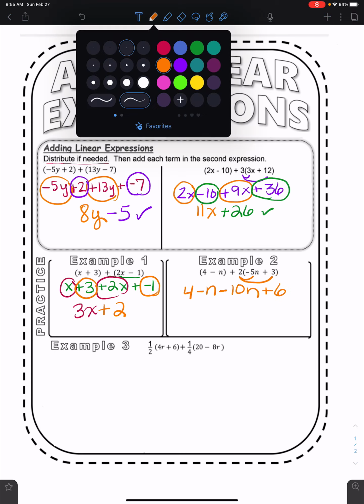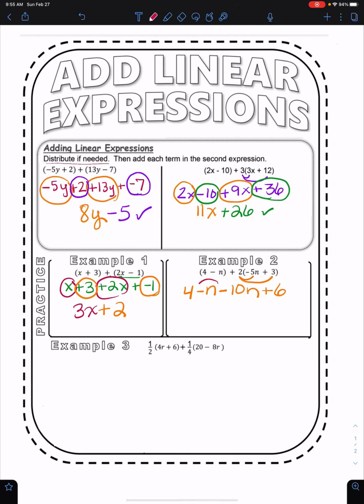Now I'm going to go in there and circle my like terms, starting with the n term, because we want to put my constant last. Negative 1n minus 10n is negative 11n, and then you probably can already see 4 plus 6 is 10.